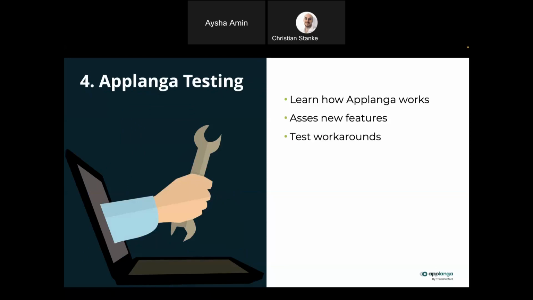So last but not least, branching is great for teams that are learning their way around Applanga. You can create a branch specifically for testing Applanga features, assessing how a feature would work in your workflow, or testing workarounds without impacting the entire project. This can help prevent costly delays on translation workflows even when you're training new team members, assessing new features, or testing out a new workaround.